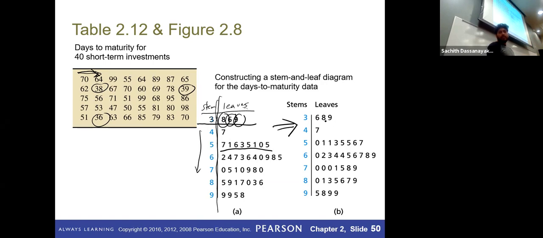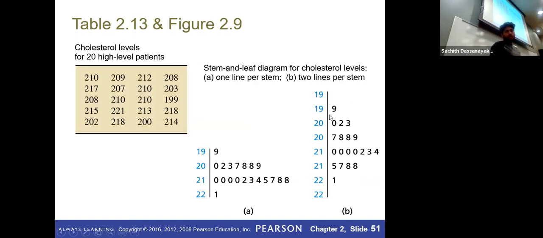Everything on the right hand side is in ascending order. If you have repetitions, keep them like that. Definitely the final version of this stem plot is that one, B. So don't forget to keep them in ascending order. That is a must. Otherwise, it's going to be a wrong one.